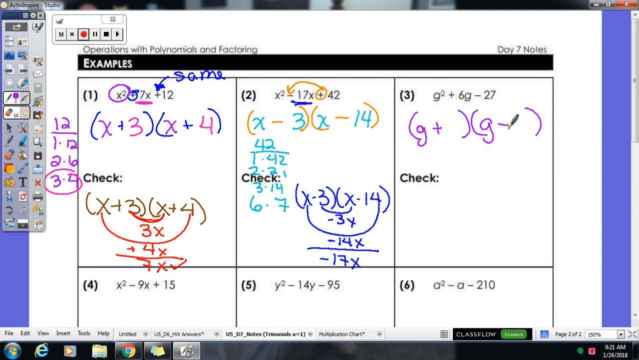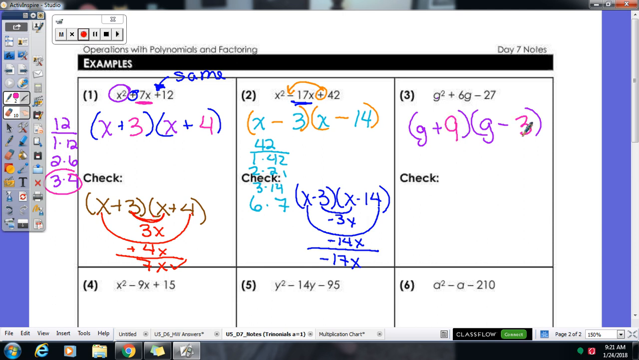So now we have to figure out what multiplies to give us 27. 9 times 3, 1 times 27. Which one is going to give you a 6 in the middle? Yep, the 9 and the 3.